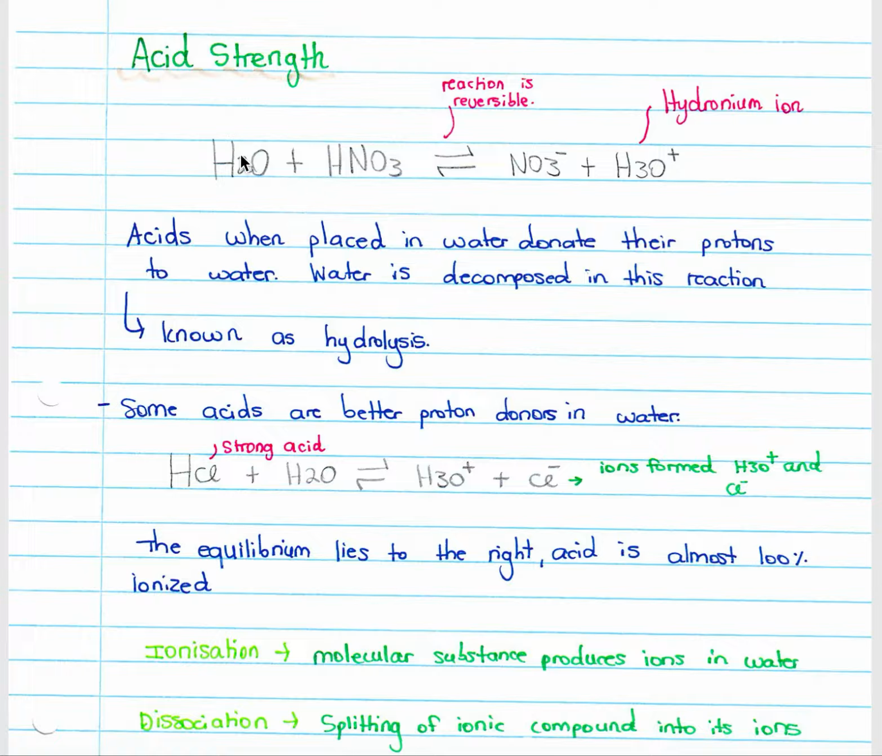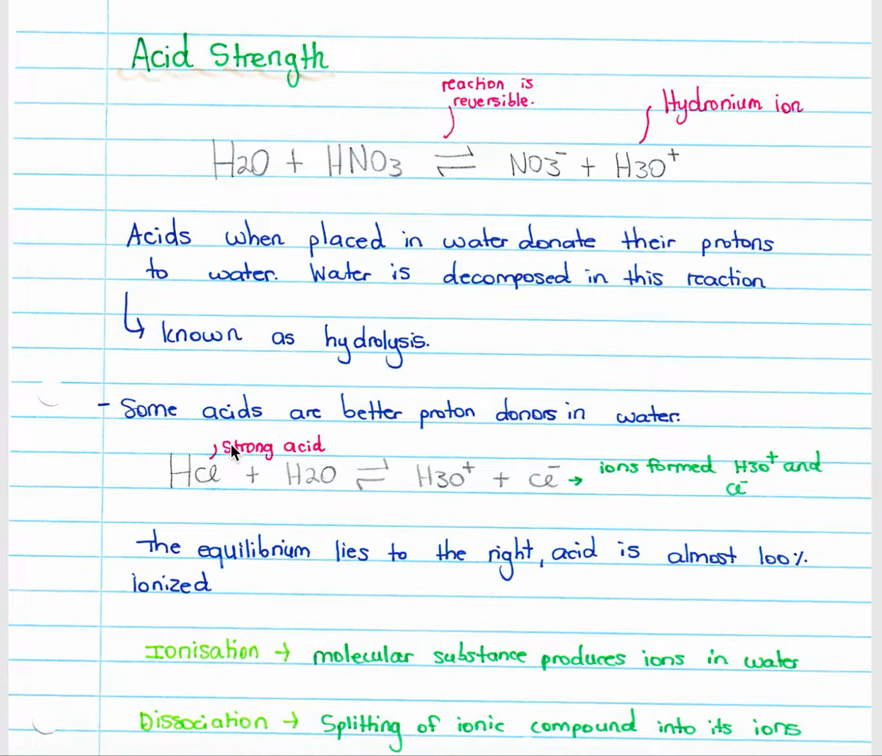So if we look at this example over here, we have water plus HNO3 in a reversible reaction forming NO3- plus H3O+, which is the hydronium ion. Acids, when placed in water, donate their protons to water. Water is decomposed in this reaction. As you can see, water is decomposed to H3O+. This is known as hydrolysis. So some acids are better proton donors in water. So a strong acid would be one which is a better proton donor.